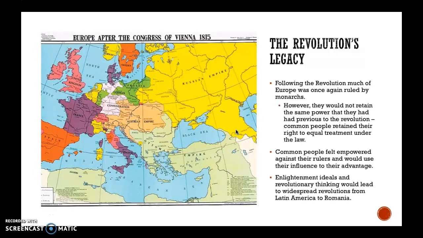Common people also started to feel a lot more empowered against their rulers, and they started to use their influence over the monarchs to get what they wanted. The Enlightenment ideals also became very popular, and revolutionary thinking led to widespread revolutions all across the world, including Latin America and Haiti, all the way to Romania and some of the other European countries.